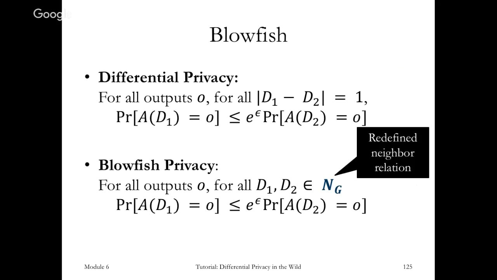The way to define Blowfish privacy is very similar to differential privacy in terms of neighboring databases. The difference is that for differential privacy, the neighboring databases are formed by deleting or adding a tuple, so D1 minus D2 has a size of 1. For Blowfish privacy, the neighboring databases are specified by the policy graph, and it can be redefined for every particular application. So this can be specified by experts who have the domain knowledge.